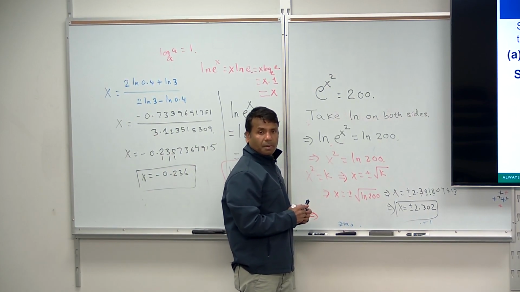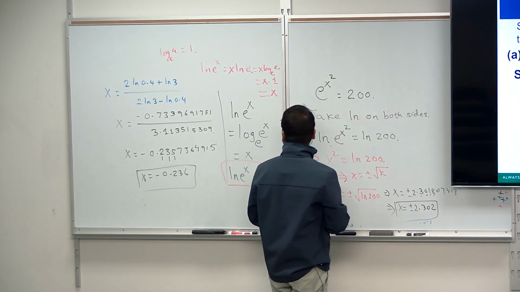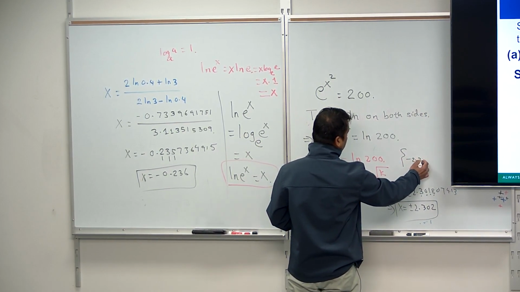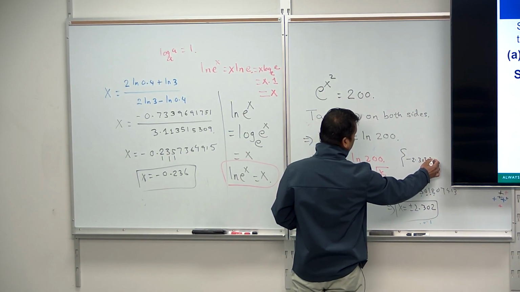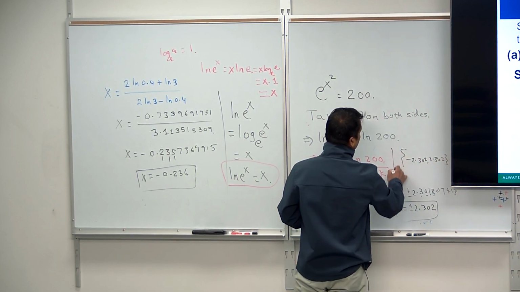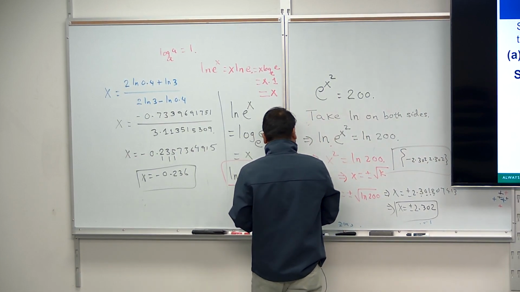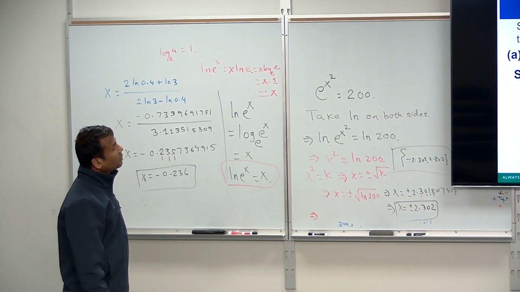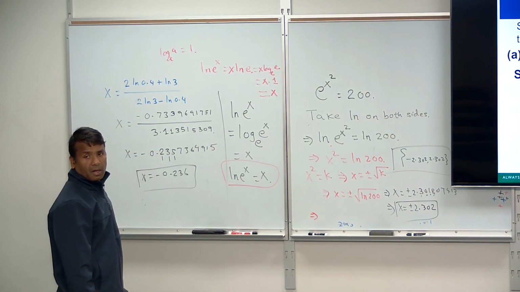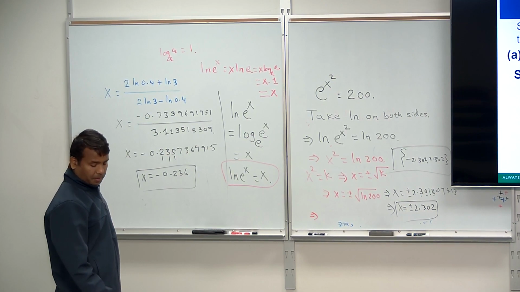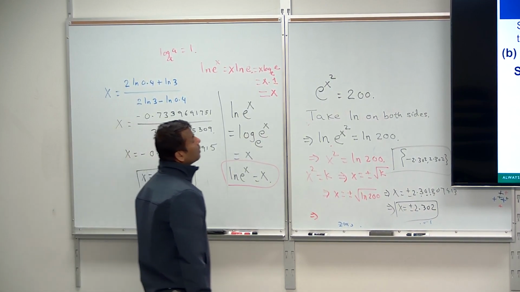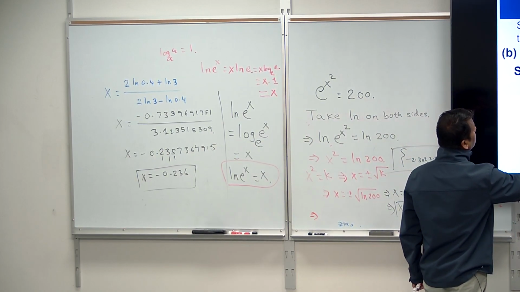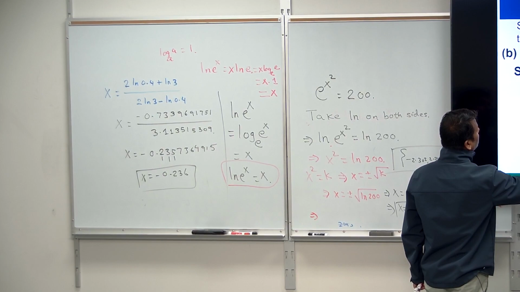So the solution is this. Does that make sense? You can write it down like this, negative 2.302, comma 2.302. You got it? Yes? Good. So I think this is multiplication here, okay? I believe so. Yep, this is multiplication.